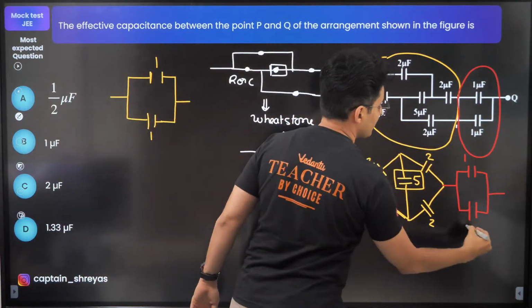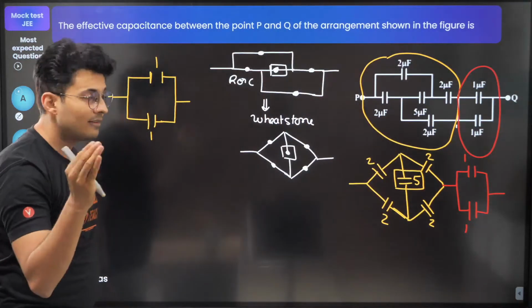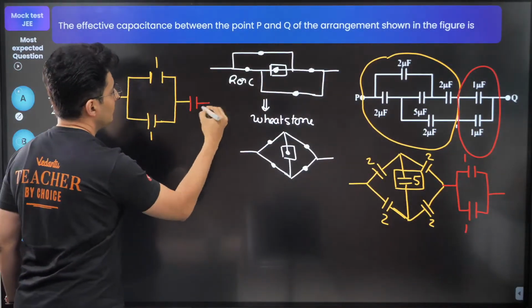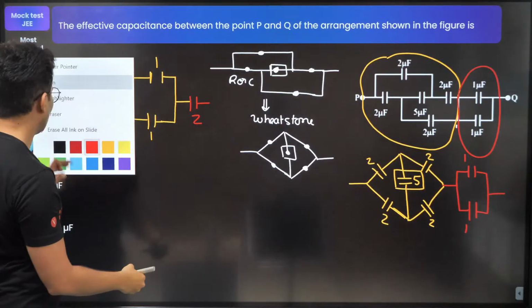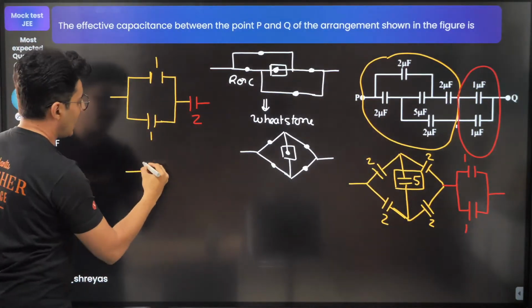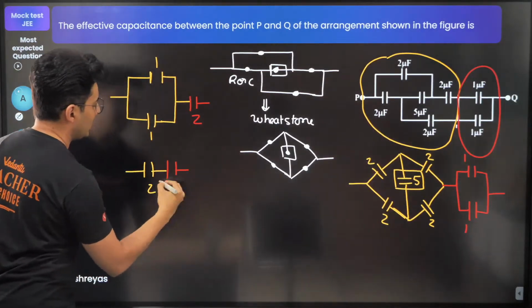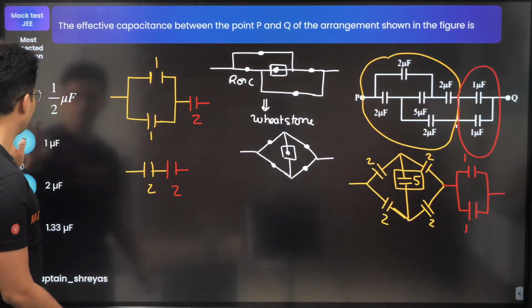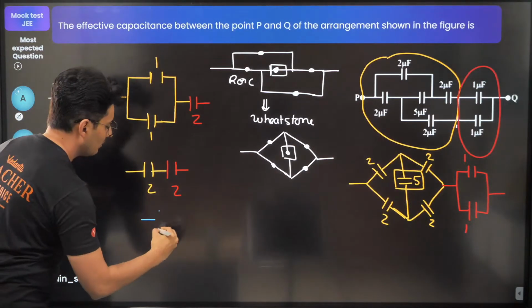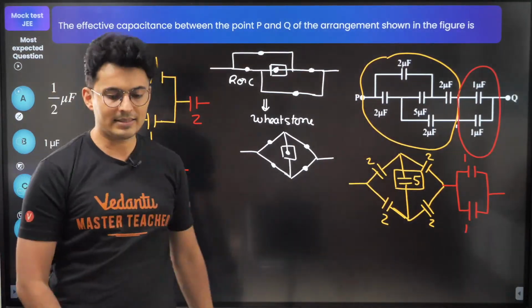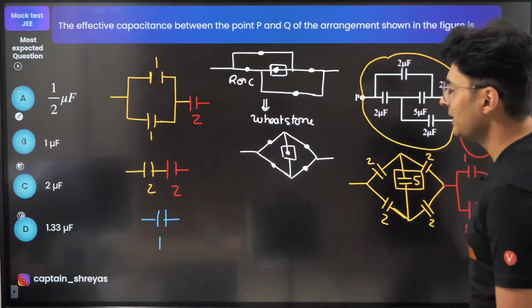This is 1, this is 1, 1 and 1 in parallel, they will add, so it will just become 2. Now this one and this one are also in parallel, so they will again add to just become 2, and then you have this 2 in series with it. So their effective combination, 2 and 2, will obviously be 1. That's it. Option B it is.